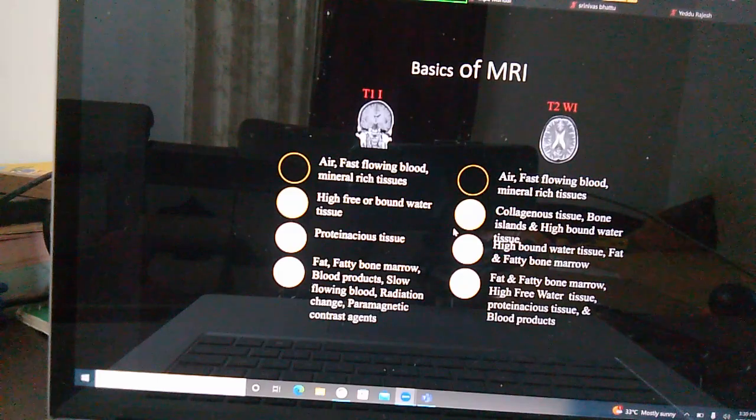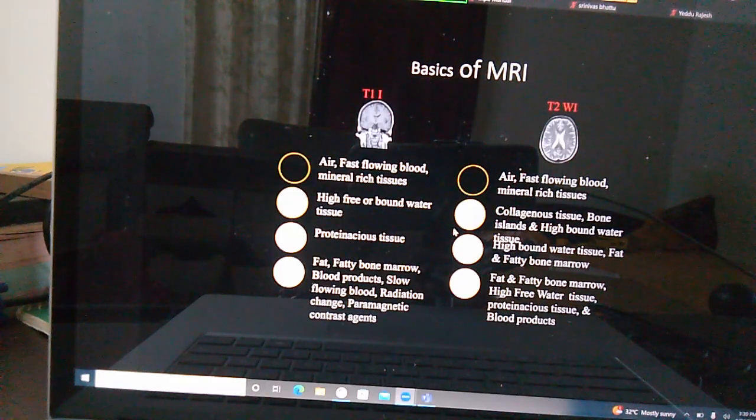Whereas T2 is almost similar to T1, but it enhances or brightens all the fluid content in the body. As you can see here in the picture, this is the anatomical picture. Here all the CSF and any non-flowing fluid, the static fluid like edematous fluid or anything, brightens up.